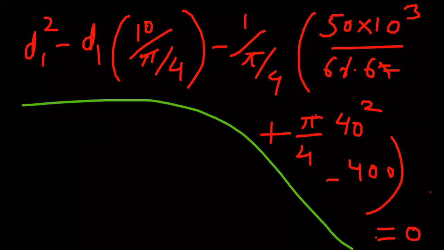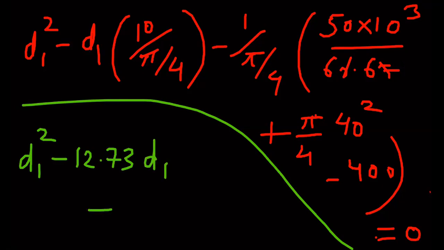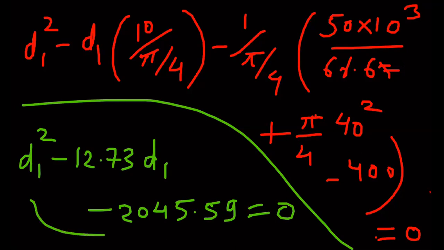Okay, and after solving this equation, finally you will get d1 square minus 12.73 d1 minus 2045.59 is equal to 0. Okay, so you will get this. Now you have this equation, so in this same way, you have to find out the roots. Okay, so let's find out the roots.